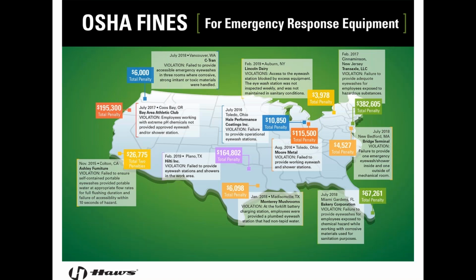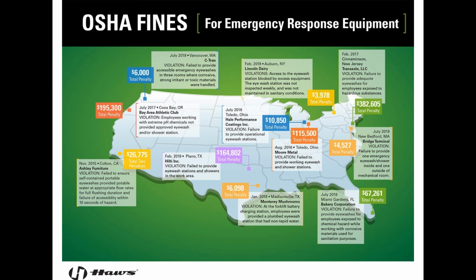Here's a couple examples. The scary slide. You see some pretty big numbers on this page. These are OSHA fines across the US. Some familiar names in there, but just to give you an example of a fine, over on the left-hand side here, we have $195,000 as the total penalty. This is in July 2017. This is all public information, by the way. You can go look this up through OSHA.